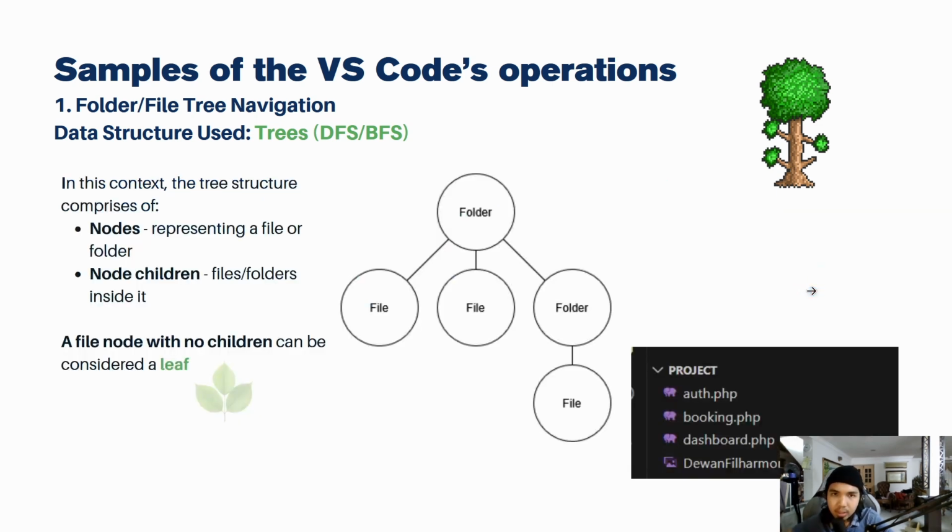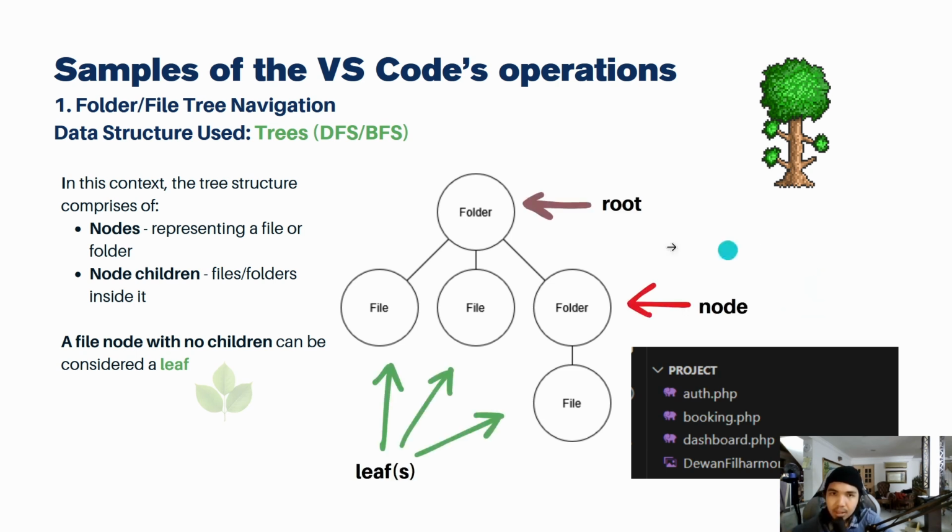In this context, the tree structure for file navigation comprises nodes and node children. The nodes are the files or folders, and node children are the files or more folders inside the root folder. So a file node with no children can be considered a leaf. As you can see, the folder up here is the root, which is the base folder for your coding project. Then the node is another folder that is the child of the root, and the leaves are the files or code inside the folder that have no children.